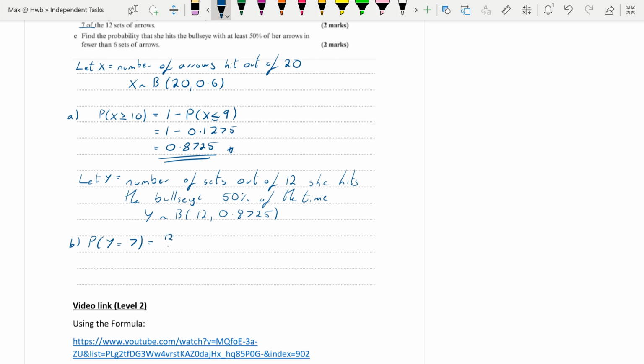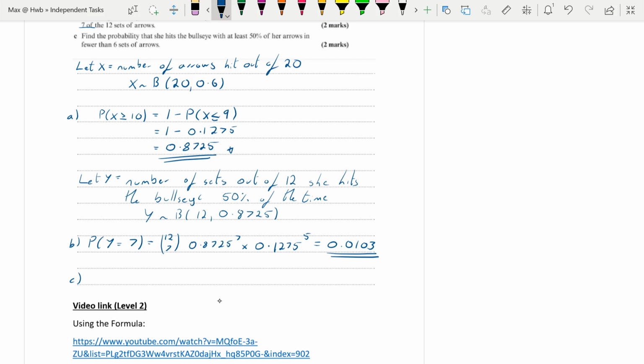Okay, so it's going to be 12 choose 7. Then my probability 0.8725, all to the power 7, times by 1 minus, which would be 0.1275, all to the power of n minus x, so the power of 5 in this case. Okay, and I type that in, it's going to give me 0.0103 to 4 decimal places. Okay, so if you've got an equals to, make sure you try and use the formula as much as possible, especially if it's worth 2 or 3 marks like this one.